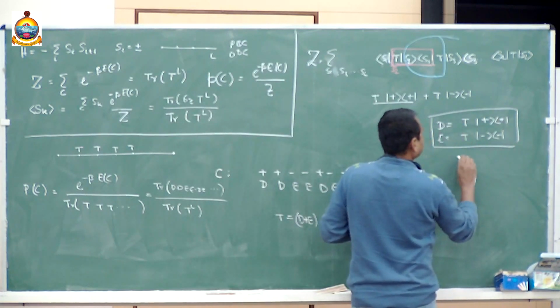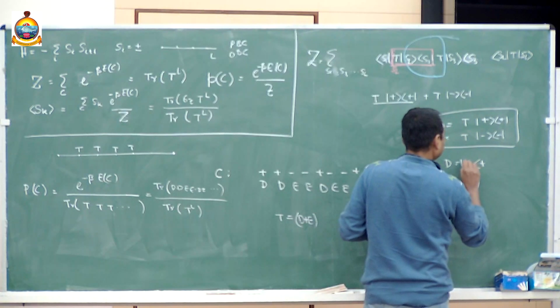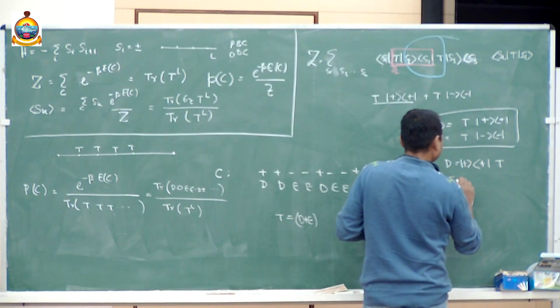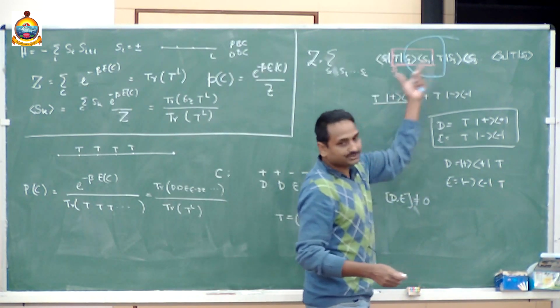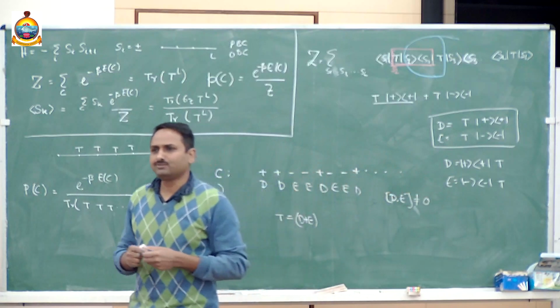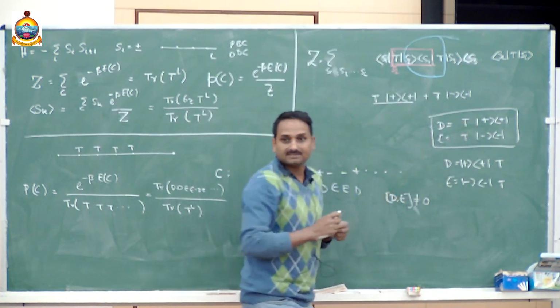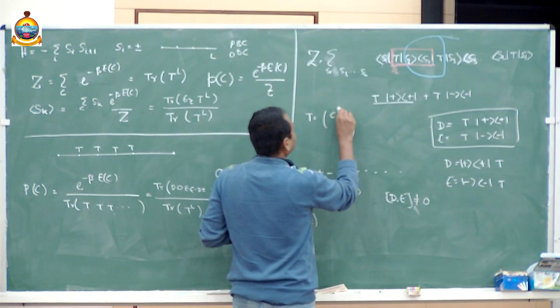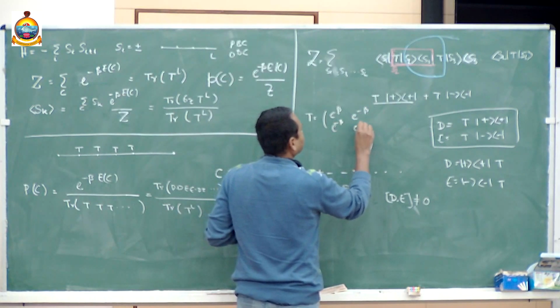The other one is that D equals plus plus and T, and E equals minus minus T. So you can take it this way or that way. Both of them are equal representations. Do you know what the matrices are? The T matrix equals e to the power beta, e to the power minus beta, e to the power minus beta, e to the power beta.